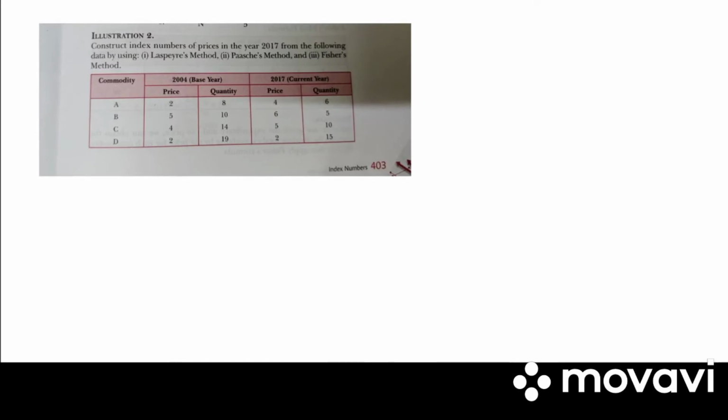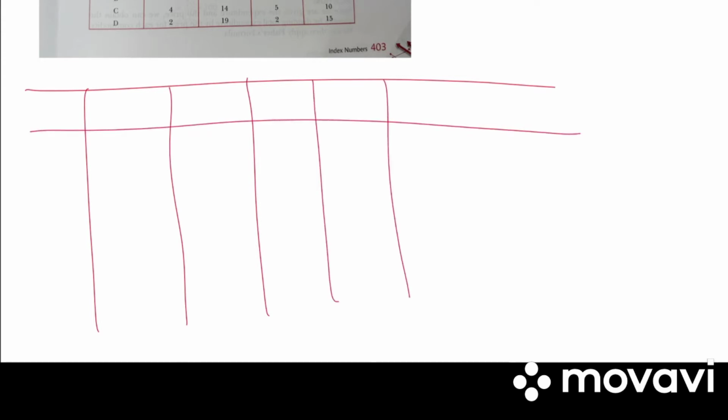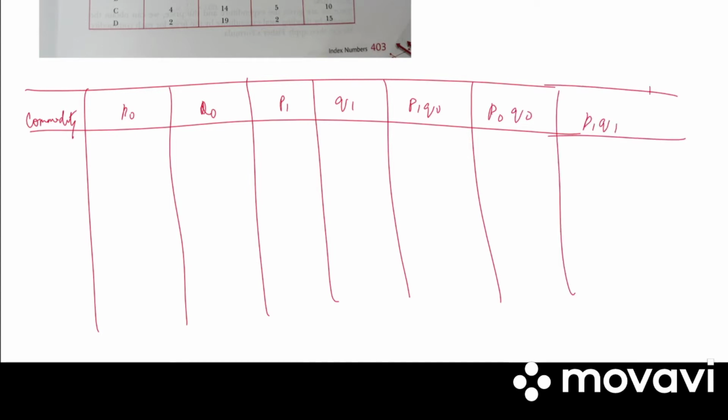Next, take down illustration 2. Construct index number of prices in the year 2017 from the following, that is Laspeyres, Paasche's and Fisher's method. Base year quantity and price is given, current year's quantity and price is given. So commodity, P0, Q0, P1, Q1. Next we have P1 Q0, P0 Q0, P1 into Q1, and last we have P0 Q1.